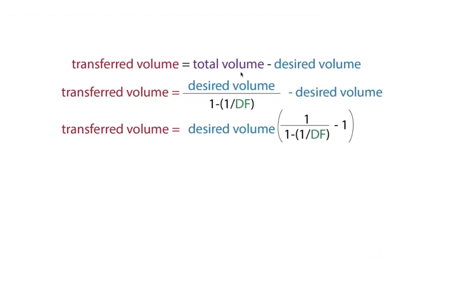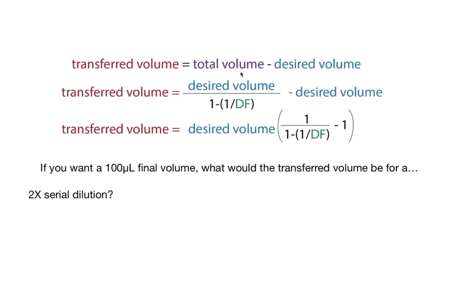There's a couple ways that you could do this. One is that you could take that total volume that you just calculated, and you could subtract the desired volume, because that's going to be the buffer. So in this example, my transferred volume would be my total volume, 200 microliters, minus the desired volume. That was 100 microliters, because that's how much buffer you have, remember? And that would be 100 microliters.